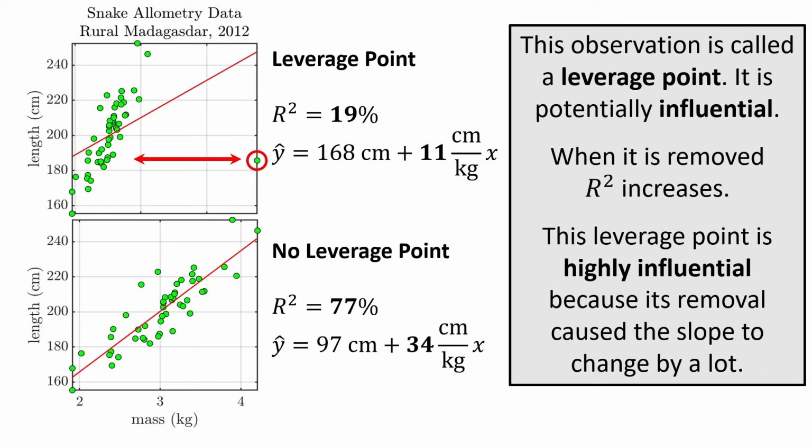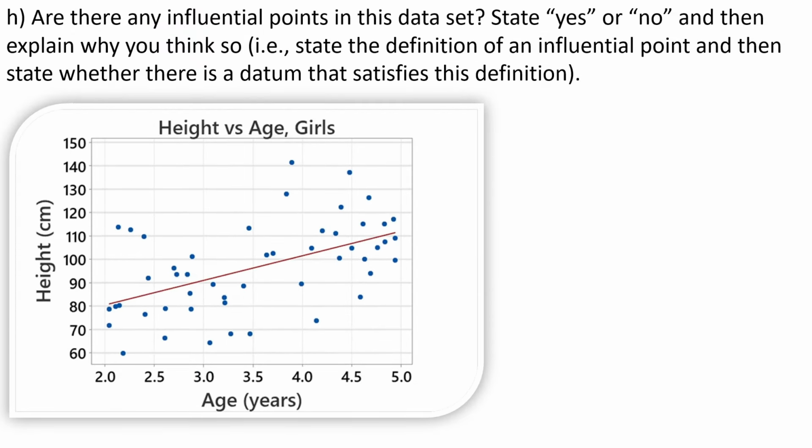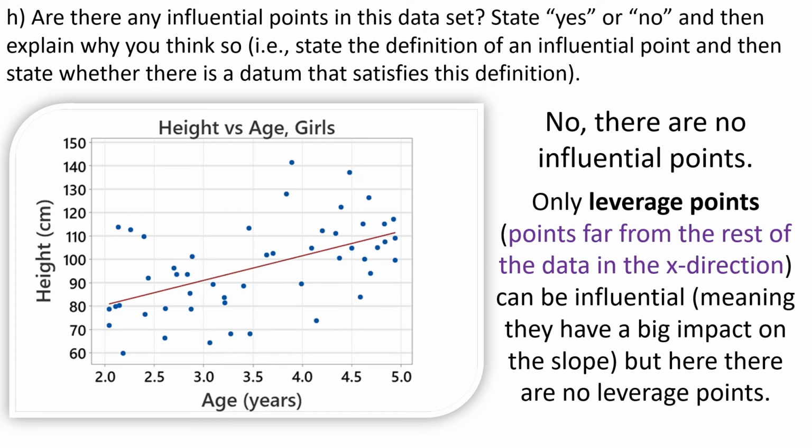Right, so now we know an influential point is a leverage point that has an impact on the slope of the line of best fit. So to be influential, you must be a leverage point. Looking at this data, we can see that, in fact, there are no leverage points because there are no individual data points that are far away from the rest of the data in the x direction. So here, there are no influential points, and why? Only leverage points can be influential, but here, there are no leverage points.